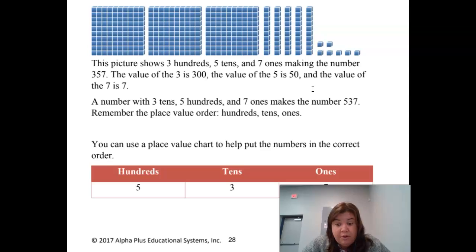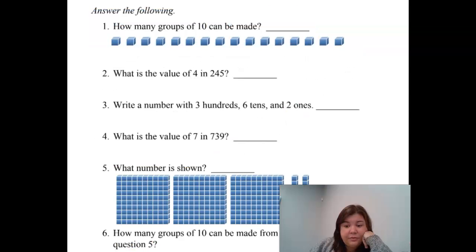If you don't know how to count by tens, we did that, I think, last week. We need to practice that, okay? So practice that. Do some practice together. How about that?